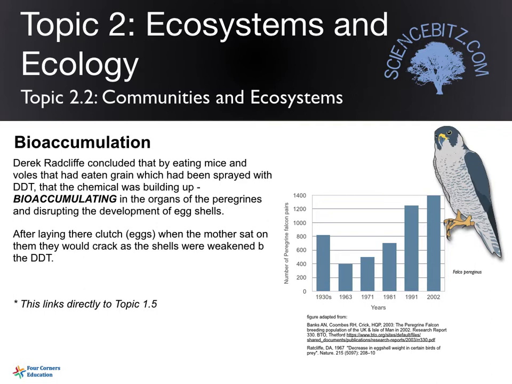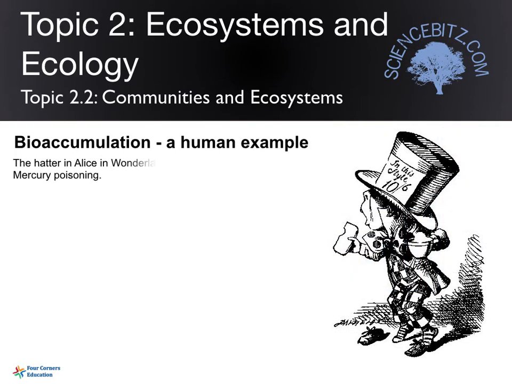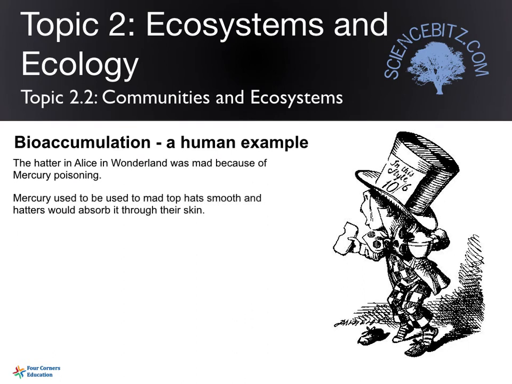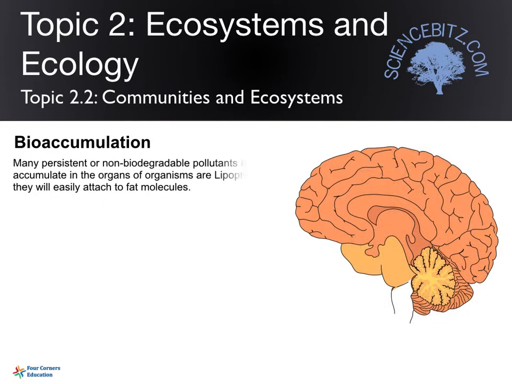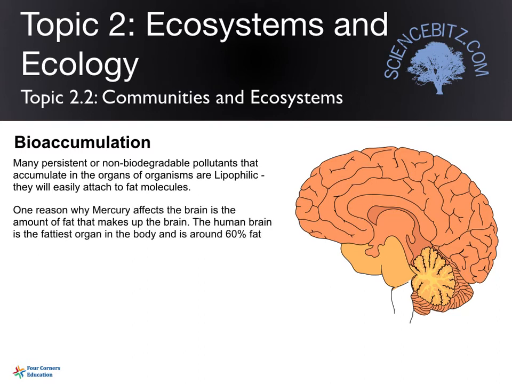But bioaccumulation doesn't only affect natural systems, it can also affect human systems. And we all know about the Mad Hatter from Alice in Wonderland. Well, the Mad Hatter was actually mad because of mercury poisoning. In the 19th century, to make top hats smooth, because they were made from beaver skins and beaver felt, they used mercury in the process, and that was absorbed through the skin of the hatters and eventually got into their brains and built up in the brain. One of the reasons is that mercury easily attaches itself to fat tissue, and the brain is one of the fattiest areas inside the body. It's the organ with the most fat inside our bodies.